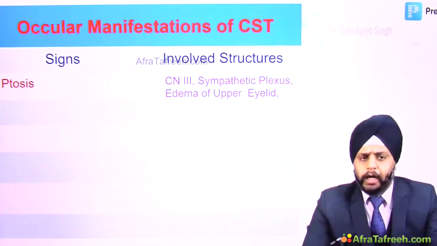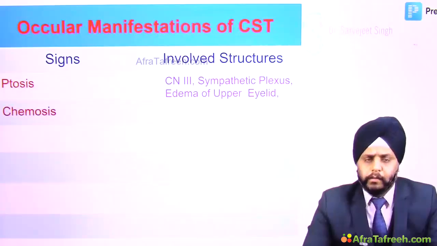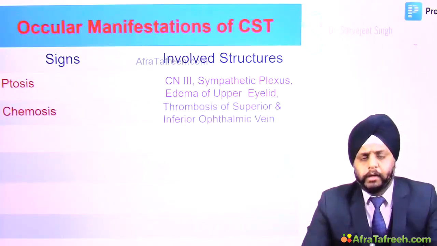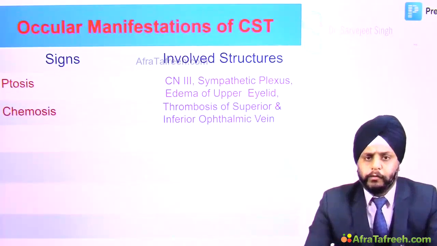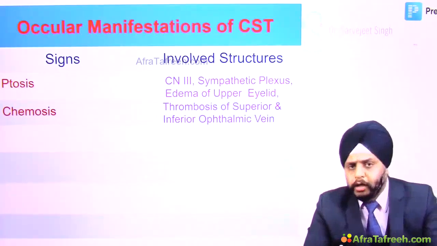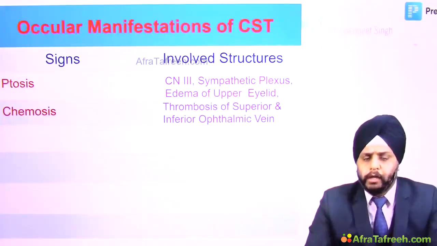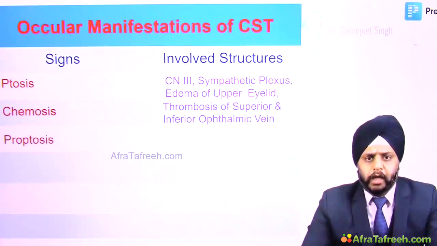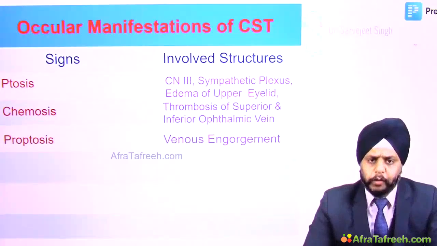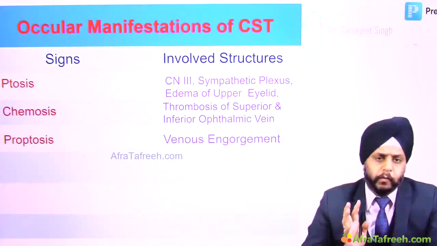Okay, so any of that can be leading to ptosis. Then the patient has chemosis. The chemosis is because of the thrombosis of the superior and inferior ophthalmic veins, which are not able to drain away the blood. Then the patient can have proptosis, that is also because of the venous engorgement that is pushing the eyeball out.